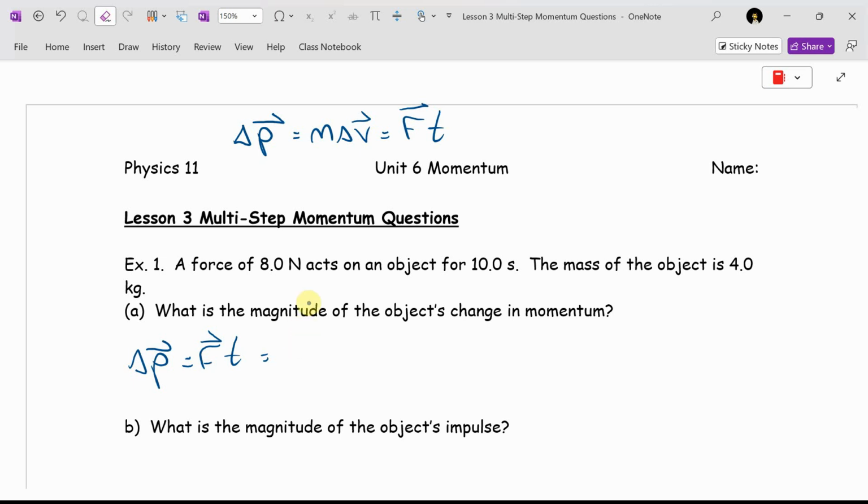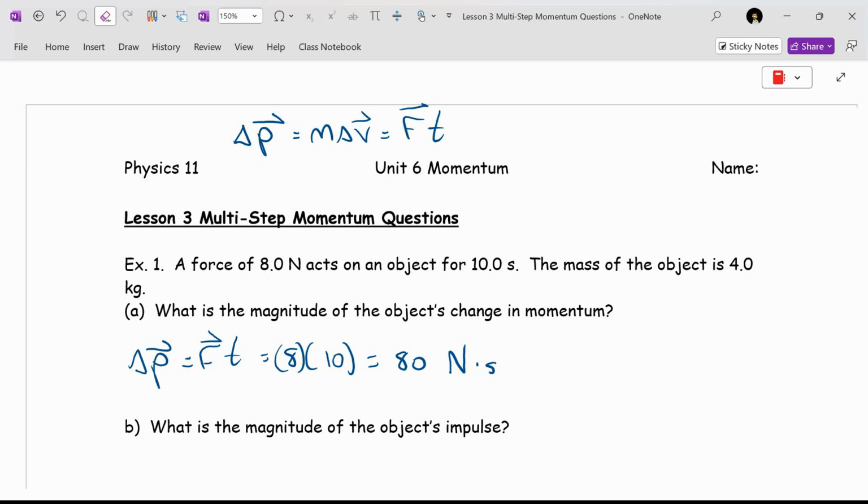Owen, what's the force in newtons? What's the time in seconds? You might even be able to do this in your head, Owen. 8 times 10. Okay. The change in momentum is 80. Now, Maddie, if you decided to say 80 kilogram meters per second, I give you full credit because change in momentum is momentum. Because I went force times time, I would probably write the units as Newton seconds, which also works for momentum.